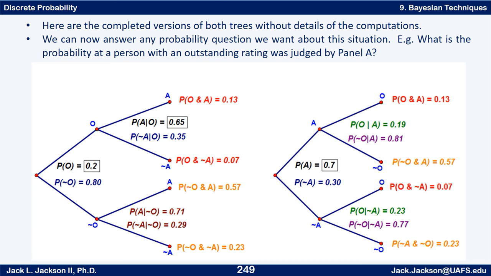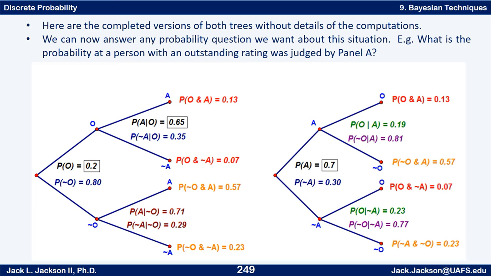In the second tree, we have the probability of A is 0.7. The probability of not A is 0.3. Probability of outstanding given A is 0.19. Probability of not outstanding given A is 0.81. Probability of outstanding given not A is 0.23. Probability of not outstanding given not A is 0.77. And again, these are the same probabilities at the end that we had over in the other tree, in a different order. So we've been able to figure out everything.